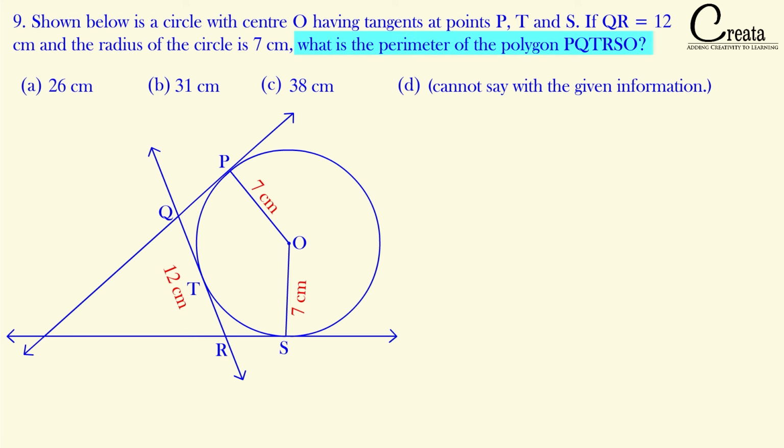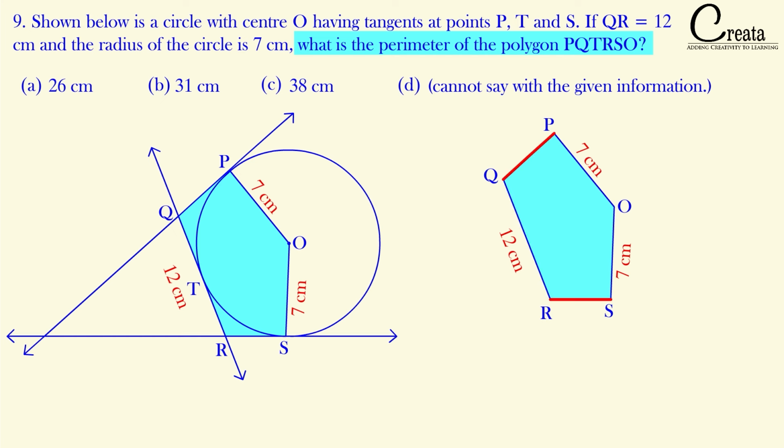We have to find the perimeter of the polygon PQTRSO. What is perimeter? Perimeter is just the length of the boundary. It means we have to find the length of the boundary of this polygon. We have to find all the 5 sides of this polygon: the distance RS, SO, OP, PQ, and QR. The 3 sides we already know. OS and OP are the radius, given as 7 centimeter. QR is given as 12 centimeter. You just have to calculate QP and RS, these two distances.